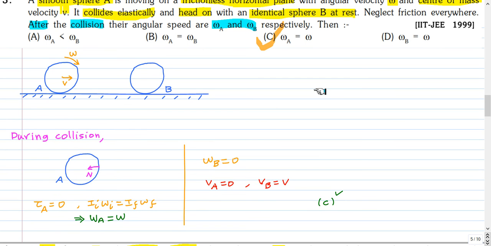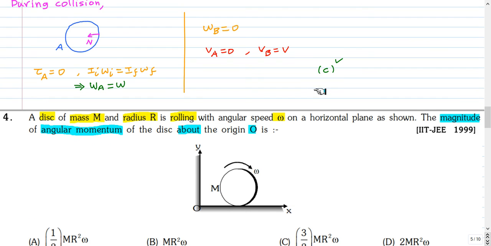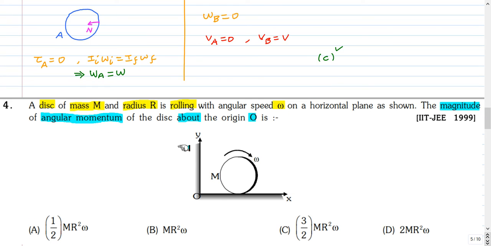Let's move to the next question. A disk of mass m and radius r is rolling with angular speed omega on a horizontal plane as shown. The magnitude of angular momentum of the disk about origin O is. You can pause and attempt this question.